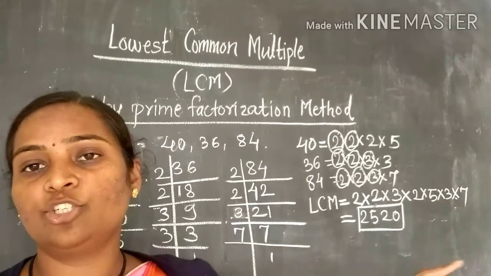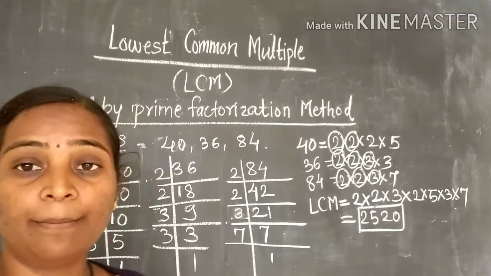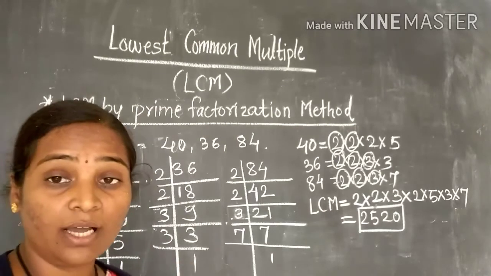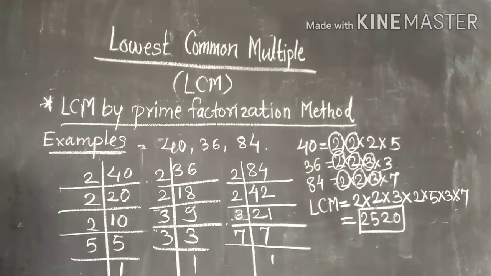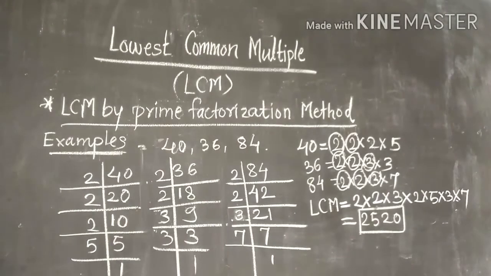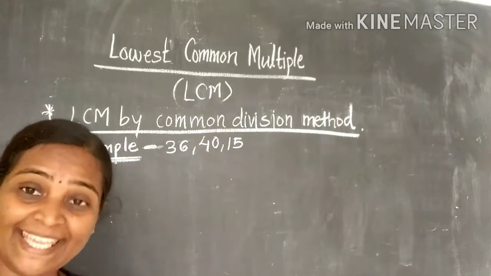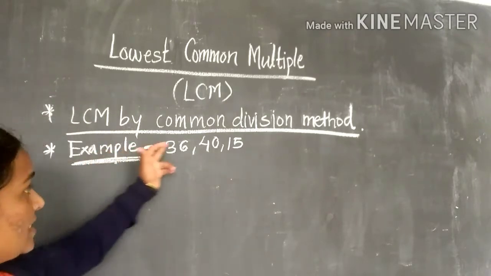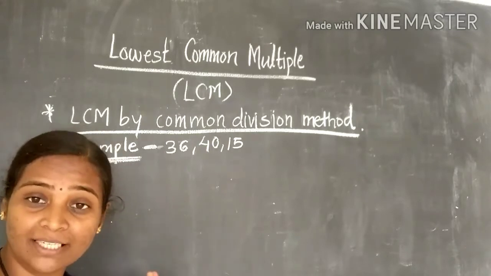That means it is your LCM, lowest common multiple. By this method you have to do. Again we have the second method that we also have to check here. What is the second method? See the student, this is the second method, that is LCM by common division method. How to do this method, that we have to see.